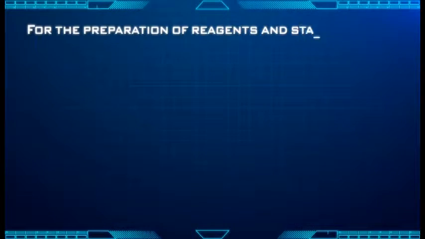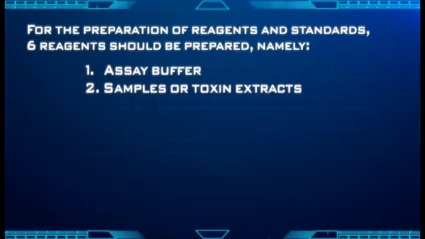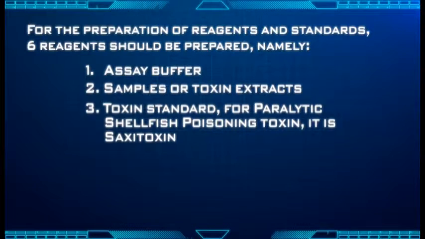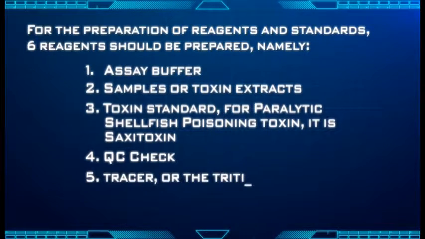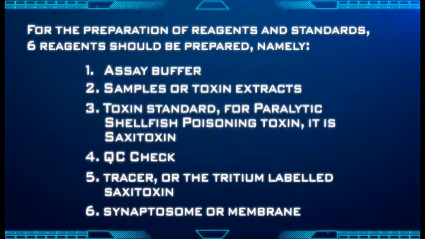For the preparation of reagents and standards, 6 reagents should be prepared, namely: 1. The assay buffer. 2. Samples or toxin extracts. 3. Toxin standard. For paralytic shellfish poisoning toxin, it is saxitoxin. 4. QC check. 5. Tracer or the tritium-labeled saxitoxin. And lastly, 6. Synaptosome or membrane.